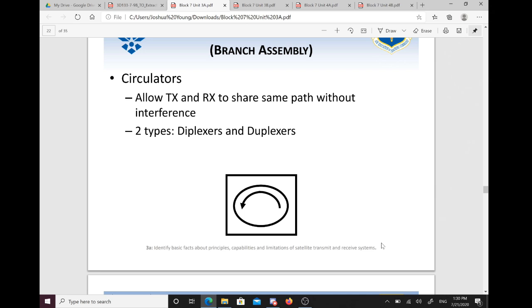There's two different types. You have your diplexer and your duplexer. Can anybody tell me the difference between a diplexer and a duplexer? Anybody want to take a crack at it? One splits frequencies and the other combines them.